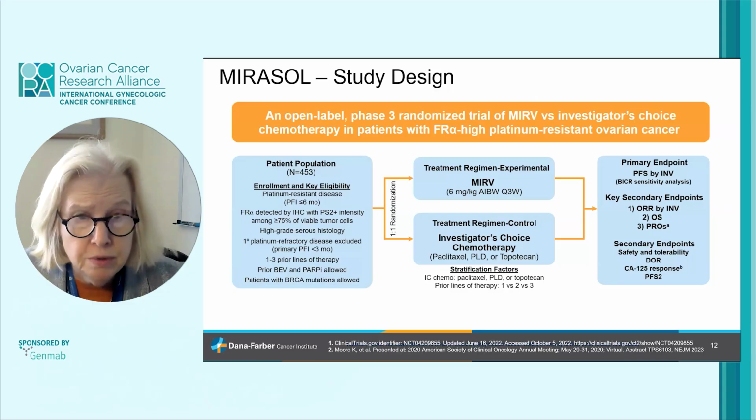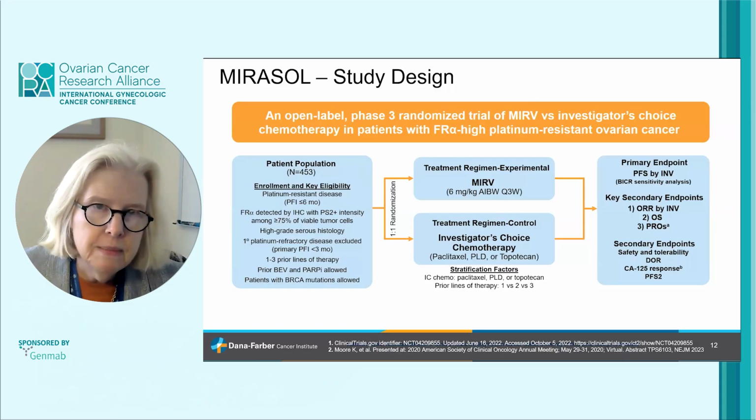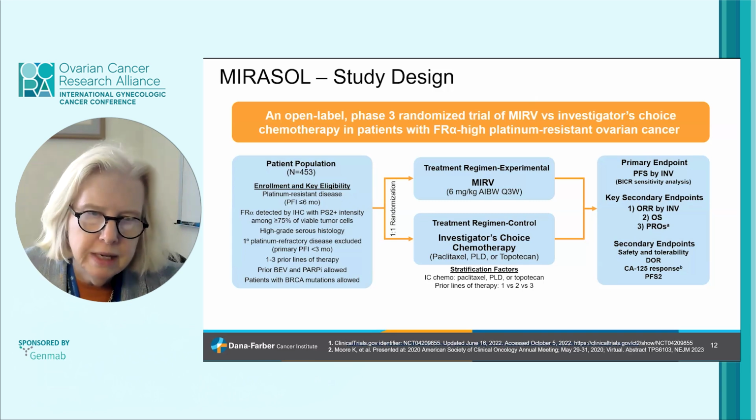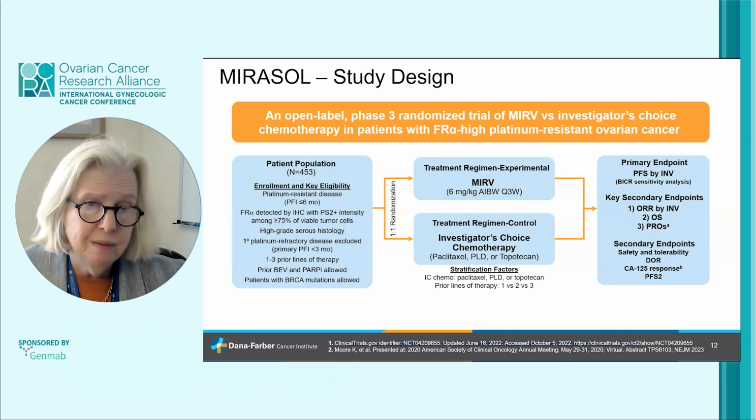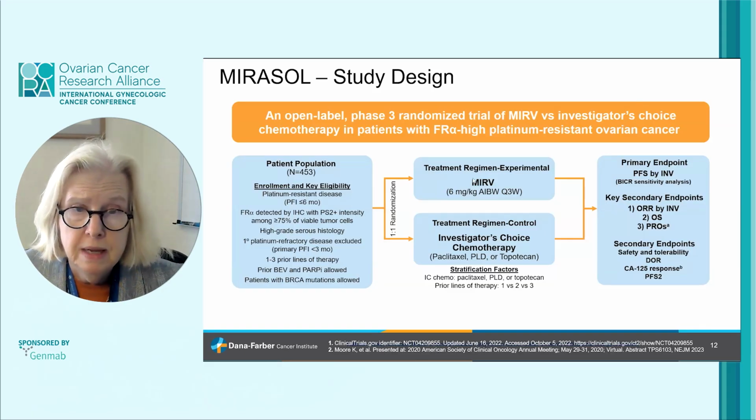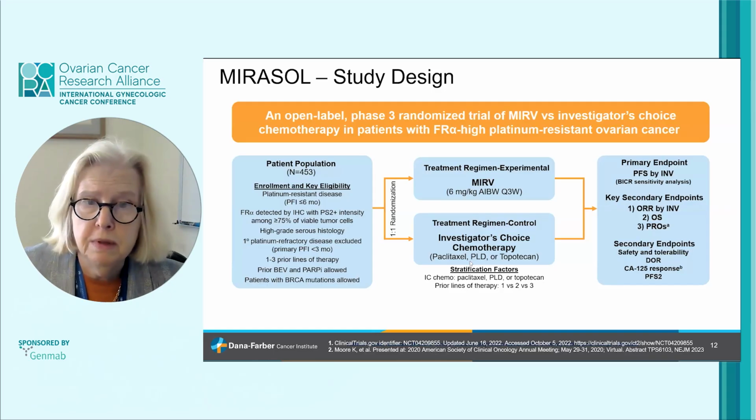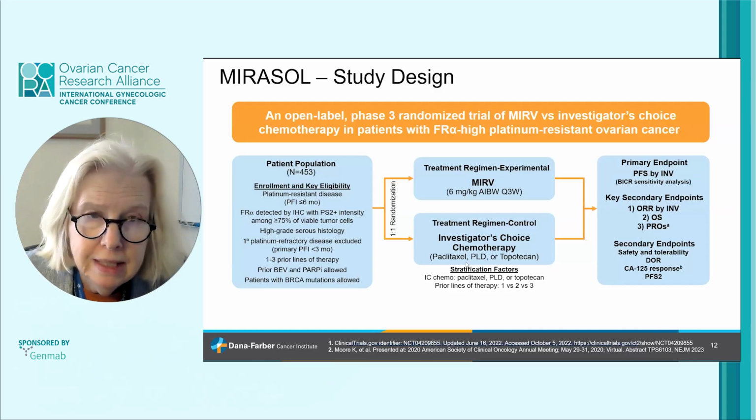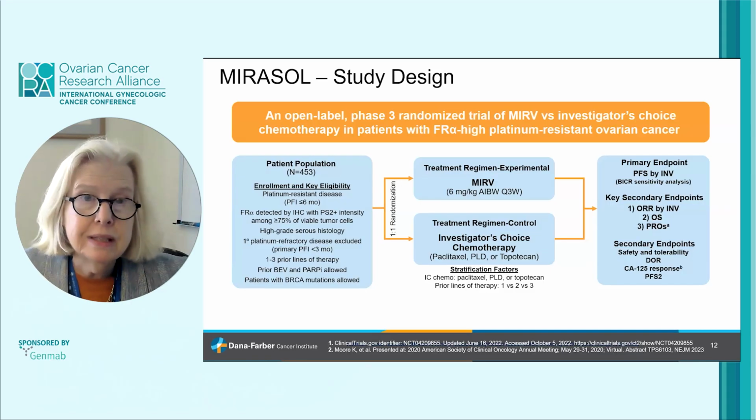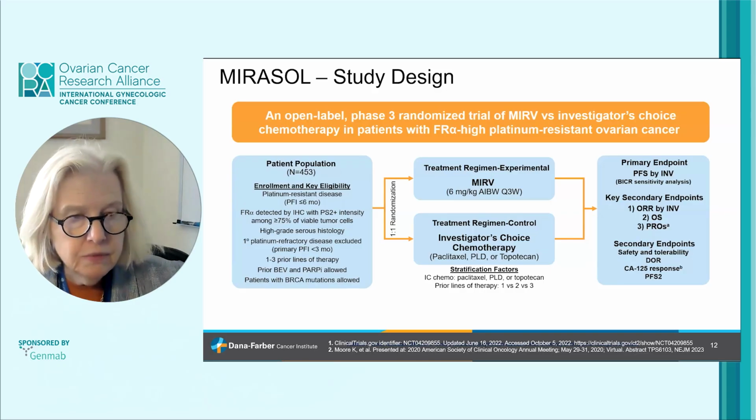This is a randomized phase 3 study, with very similar eligibility criteria to SORAYA, except prior bevacizumab was optional. So here patients were randomized to either mirvetuximab or an investigator's choice chemotherapy, and that's either weekly paclitaxel, liposomal doxorubicin, or topotecan. Here, the primary endpoint is progression-free survival as assessed by us, meaning how long the cancer stays in remission before coming out of remission, with a key secondary endpoint of survival as well as response rates.